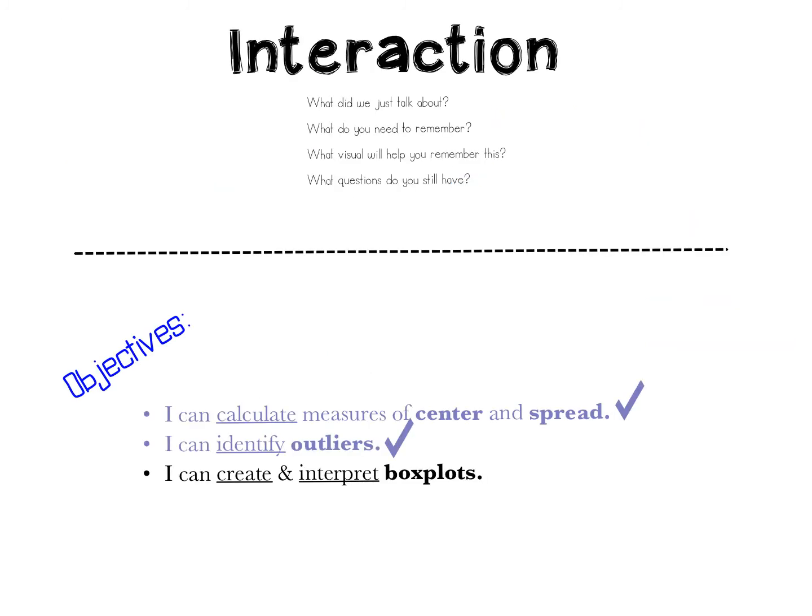All right, so now you know how to identify outliers. Go ahead and pause the video and write down what you are going to need to remember, what steps, what questions you have.